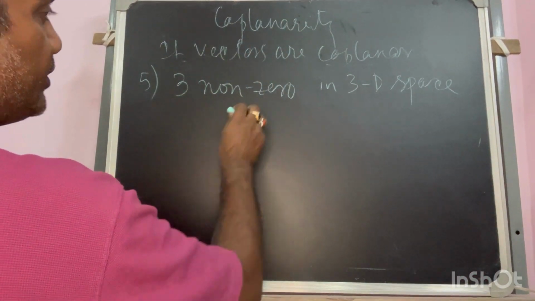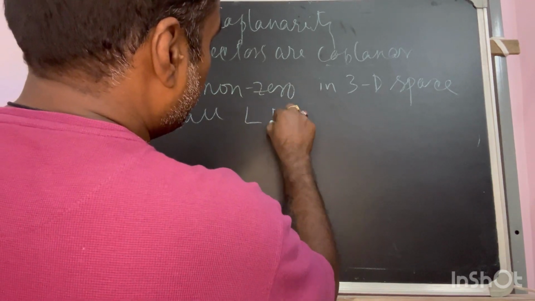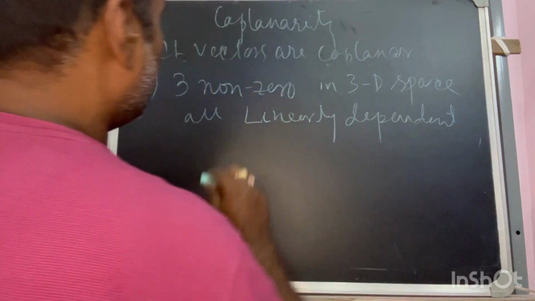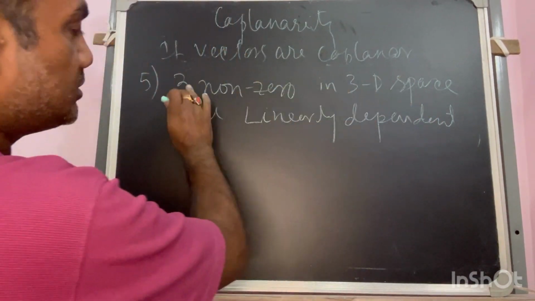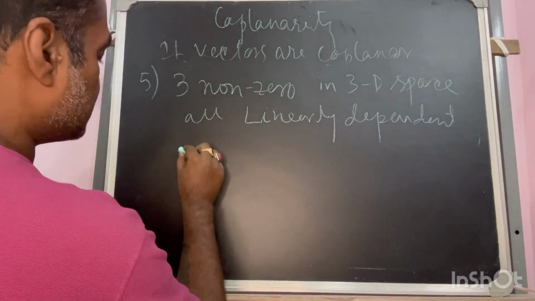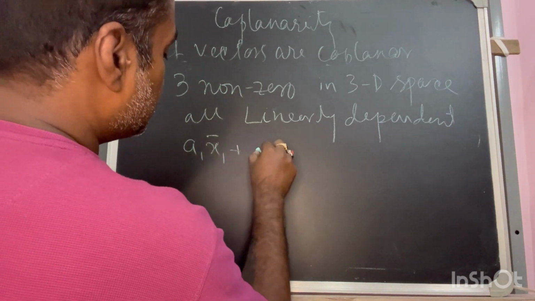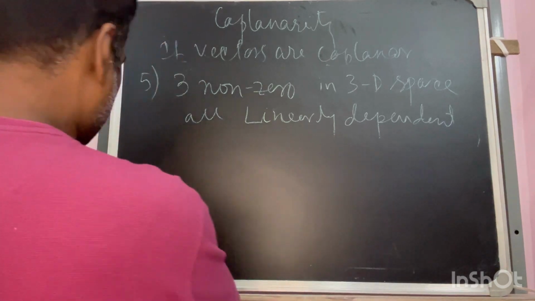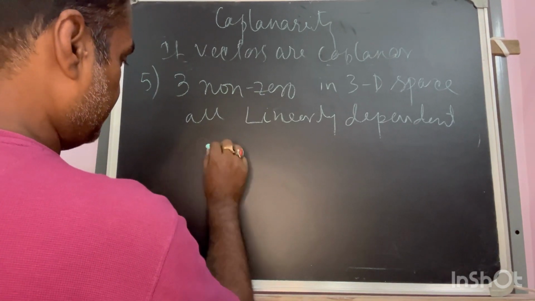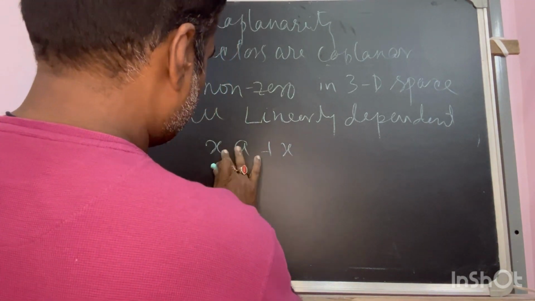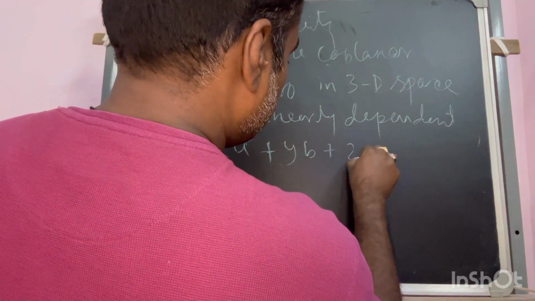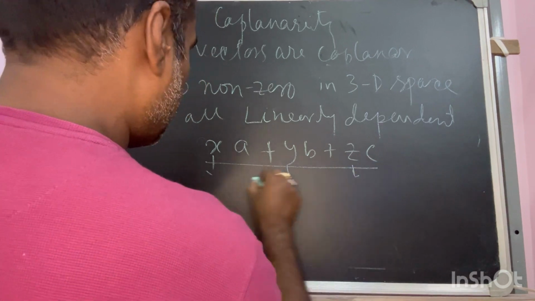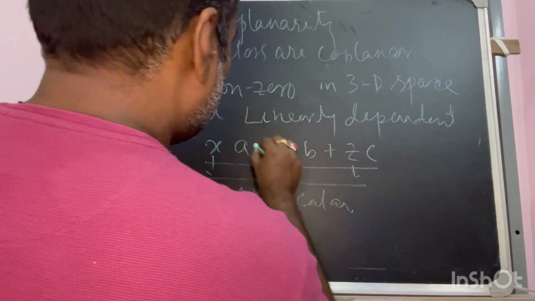Then if it is collinear, all are linearly dependent. That means linearly dependent, so this is also a condition of coplanarity. If 3 non-zero vectors are linearly dependent, then we can say these 3 vectors are coplanar. Linear dependence means the same: if the vectors can be represented linearly, here I will talk about only the 3 vectors, a, b, c, as x a plus y b plus z c, where x, y, z are scalars. Here I am talking about vectors a, b, c.